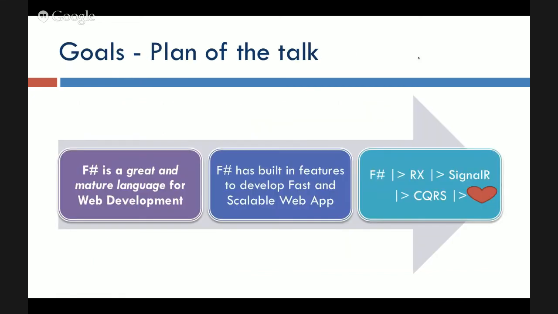This is the goal of the talk. I will cover a lot of material today, but what is important is that F# is a great language for web applications, and there are built-in features that you can leverage to build fast. And when I say fast, it's not just performance-wise, but also productivity. You can build applications easily and quickly. What I learned in my experience during the process is that the combination of Reactive Extensions, SignalR, and CQRS is a really beautiful technology that, to me, was meant to stay together, and I will show that.